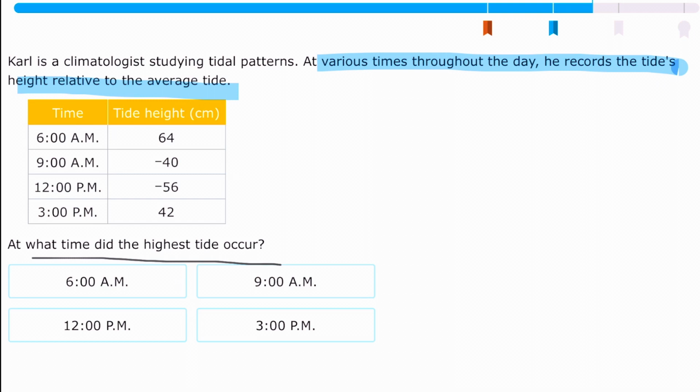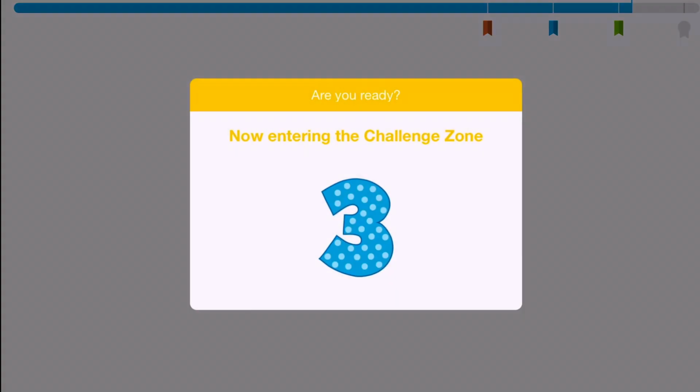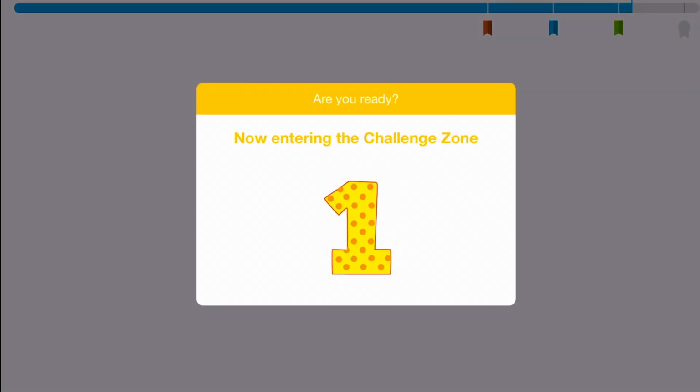Now, for this one, what we're going to do is immediately cross out our negatives, because negative heights are not going to be the highest tide. Now, at 3 p.m., we know that 42 is less than 64, so it should be 6 a.m. Now, back to the video.